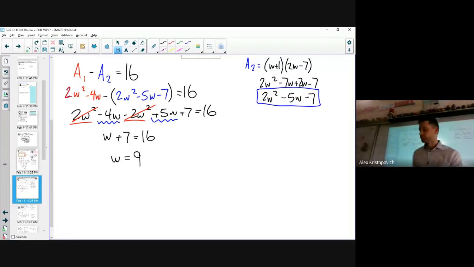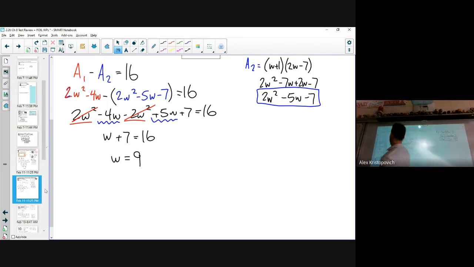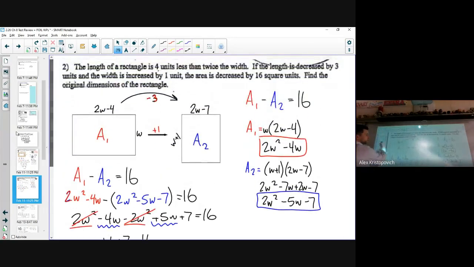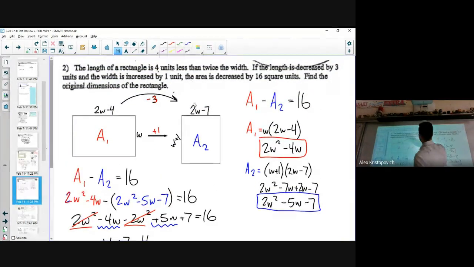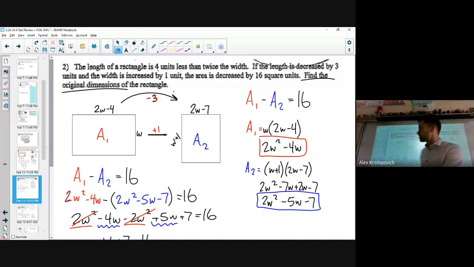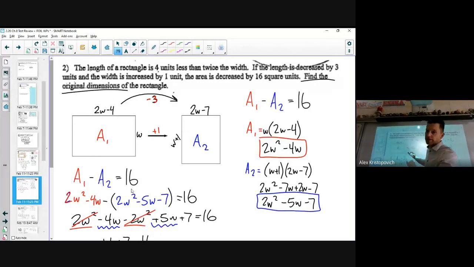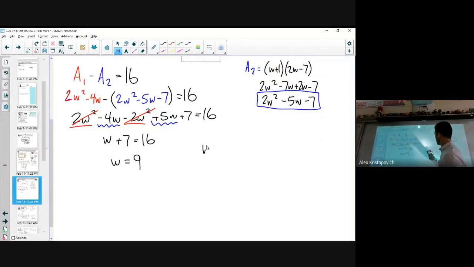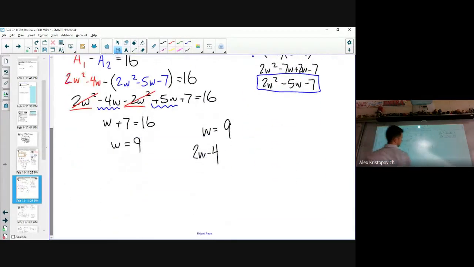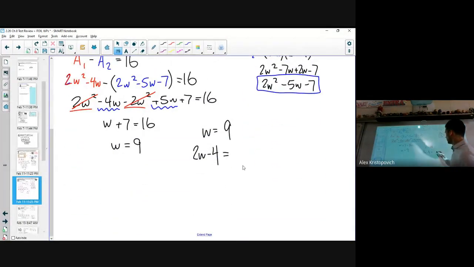All right, so let's jump back up to the original question. Make sure we're going to be answering it with our variable. So W equals 9. It says find the original dimensions of the rectangle. So we're using this 2W minus 4, A1's dimensions, basically. 2W minus 4 and W. So we have W equals 9, and then 2W minus 4 is 18 minus 4, or 14. Okay, so we have 9 by 14.